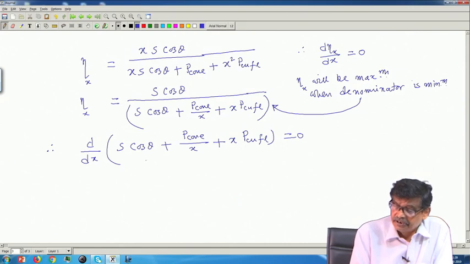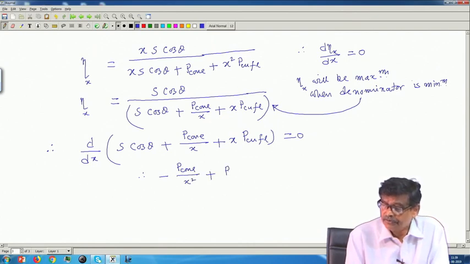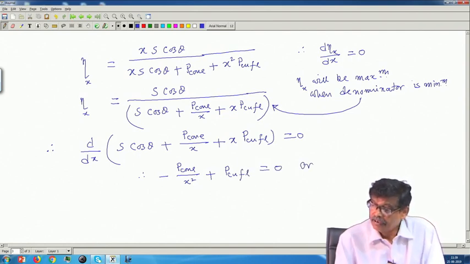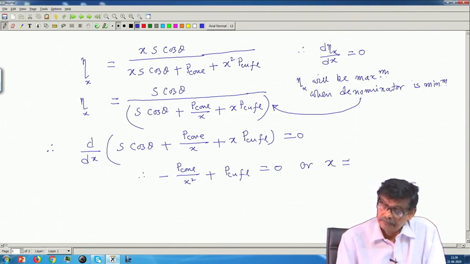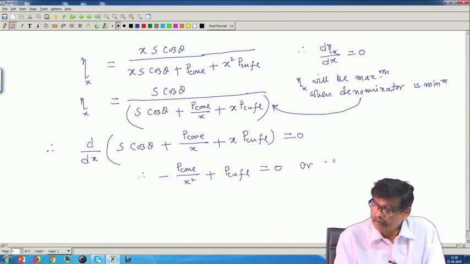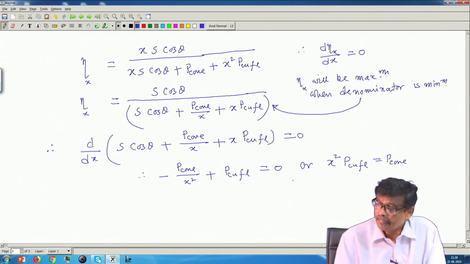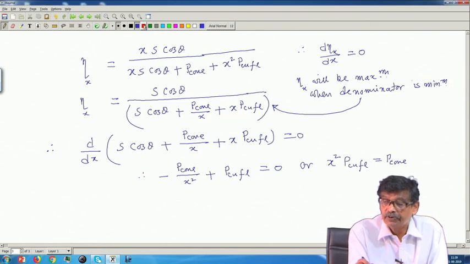So, if you differentiate, this will then become minus P core by x square plus P Cu full load equal to 0, or you can say that x square into P Cu full load is equal to P core. This is one very important result.